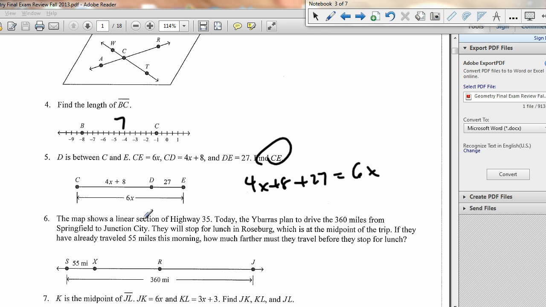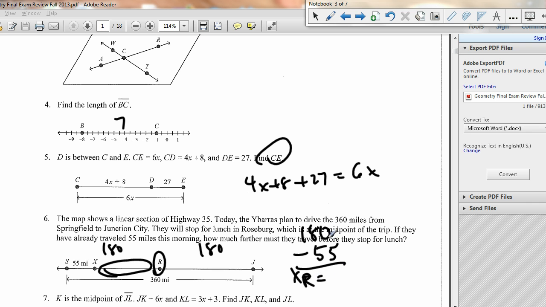This one's very similar. They're traveling, and R is the midpoint, as it says. It's the midpoint of the trip, so you know that SR is going to be the same as RJ. So they've already traveled 55 miles. If this is the midpoint, that means that it's half of the whole thing, which is 360. So it's 180 on one side, 180 on the other side. 55 taken away from 180 is how much more they have to go, this part, from XR. So XR will equal whatever this number is. I think it's 125 probably. I want to double check my math there. All right, next question.